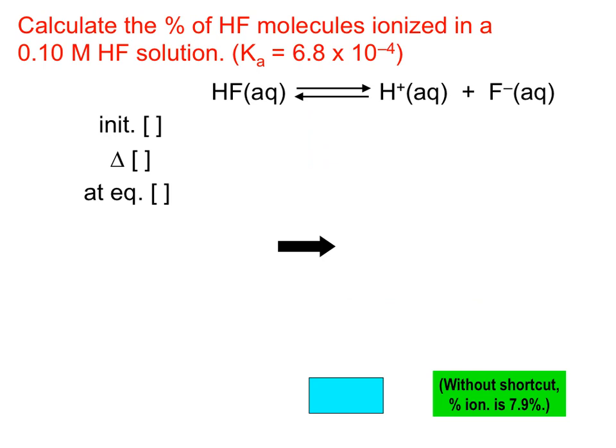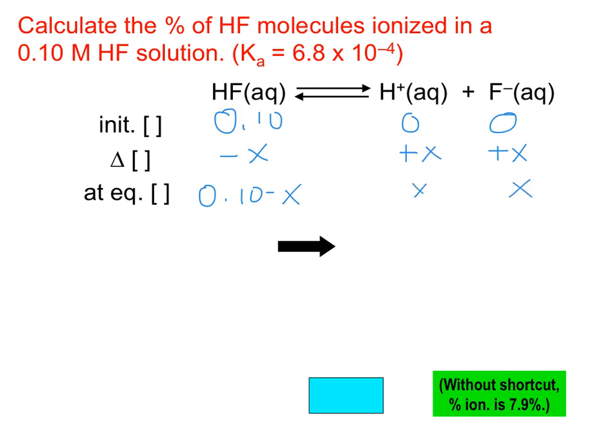All right, so that leads me to this. So how would we do this problem? We need to calculate the percent of hydrofluoric acid molecules ionized in a 0.1 molar solution. My initial concentration, that's pretty easy. I never seem to get that wrong. So I got zero and I got zero. Now my change is going to be, again, minus X, plus X, plus X. So if I look at this, I got 0.10 minus X, X, and I have X.